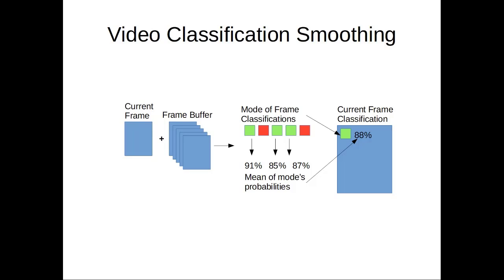We also smooth our video classification results. Demonstrated here, we take the current frame and then add it to the 14 previous frames in a frame buffer. We then take the mode of the frame classifications. In our cartoon example, 3 of the 5 frames are classified as green, so that's our mode. We then take the mean of the mode probabilities, and that forms our current frame classification.